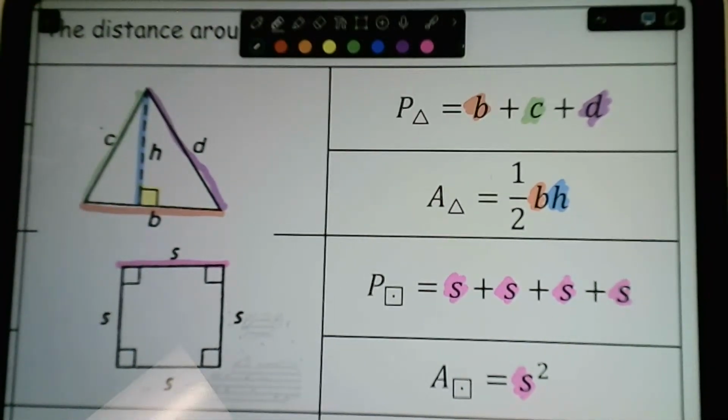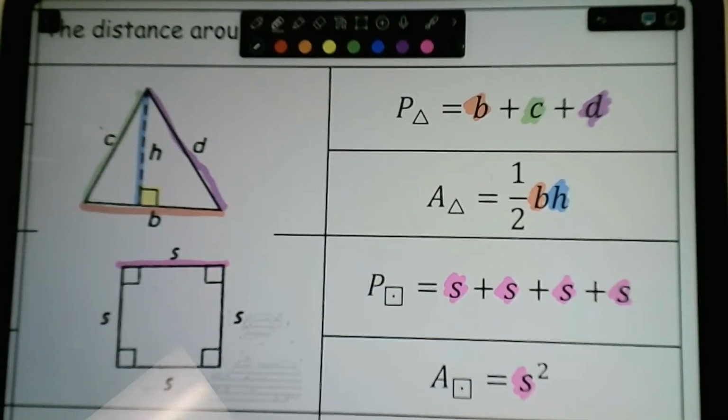One half base times height. Now the trick with the base and the height, and you're going to hear that come up a lot: base times height, base times height, base times height. They have to be 90 degrees to each other. So it doesn't matter which segment you call the base and which segment you call the height, as long as they're 90 degrees to each other. Which means in that triangle, if I really wanted, I could call that blue dotted line the base, and I could call the red line the height if I wanted to.